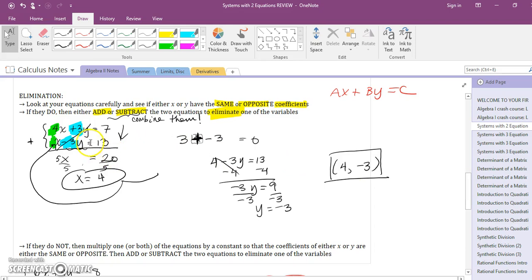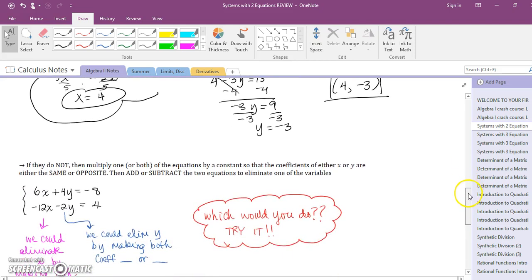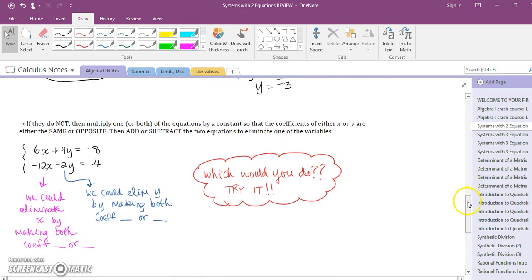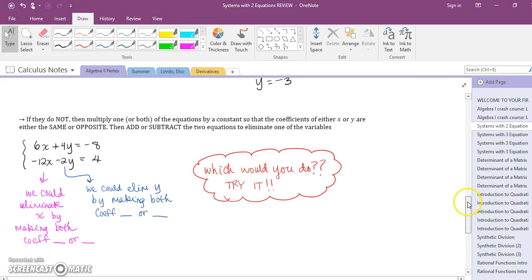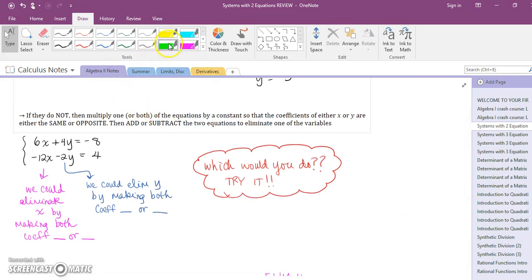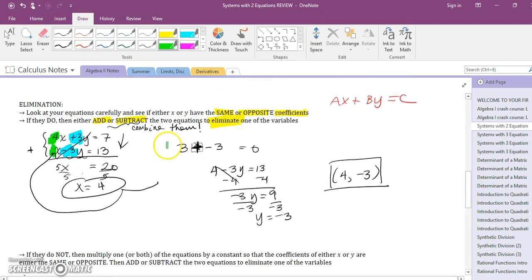Now, this is a case where you didn't really have to do much work at all. It was already set up perfectly for you, but that typically does not happen. So this is a more common case right here. So remember this said, if either x or y have the same or opposite coefficients, if they do, you just add or subtract.